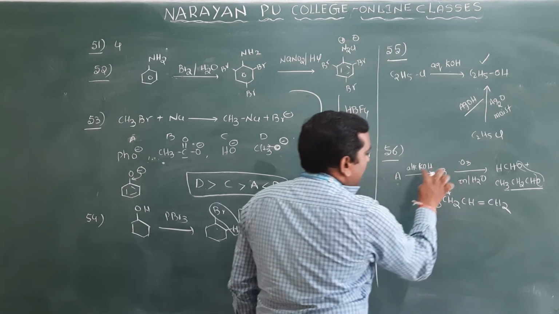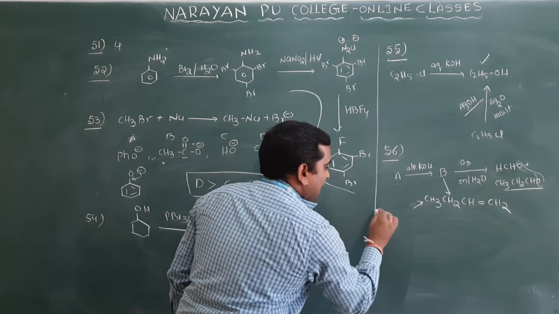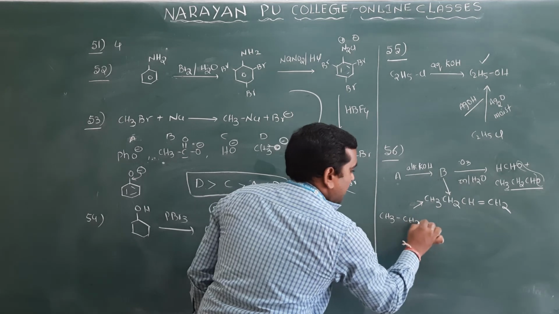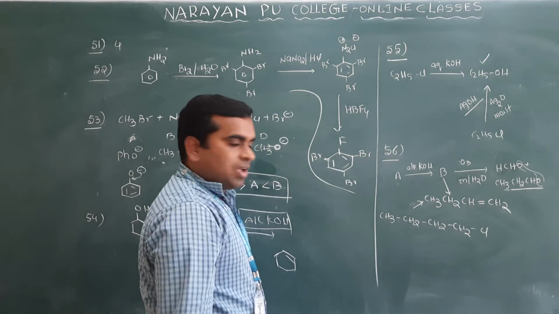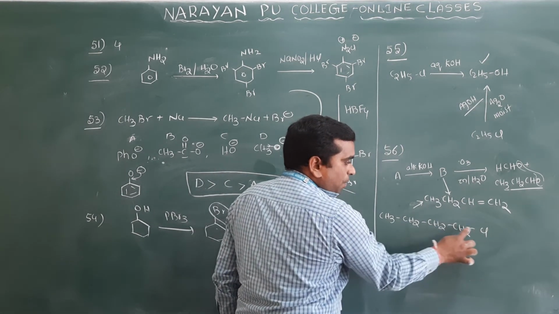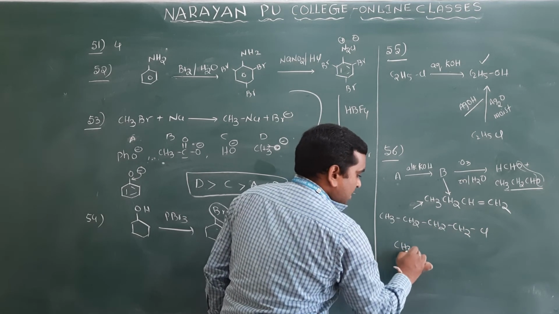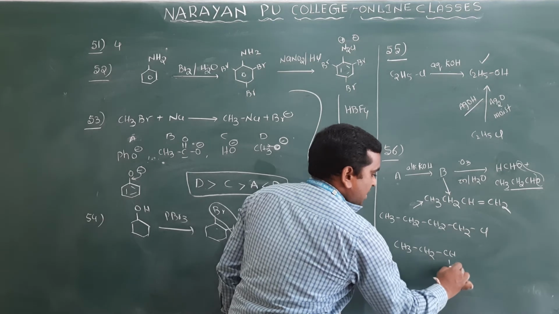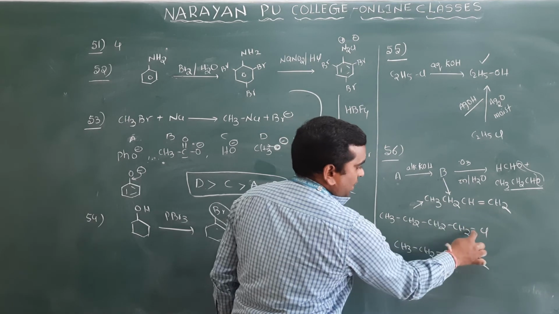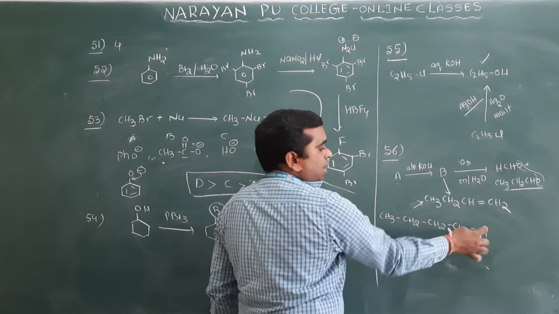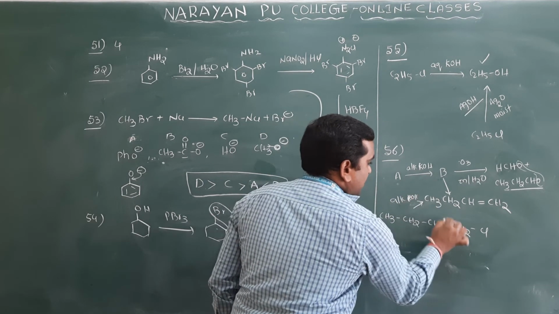To get the double bond, what should A be? It should be an alkyl halide. Which alkyl halide? CH3CH2CH2CH2Cl. Where should the chlorine be? It should be a primary chloride. If it were a secondary chloride, suppose CH3CH2CHClCH3, you would get a different major product, not this one. So that's why the chlorine should be on the last terminal carbon. Put alcoholic KOH, then elimination occurs and you get this product.